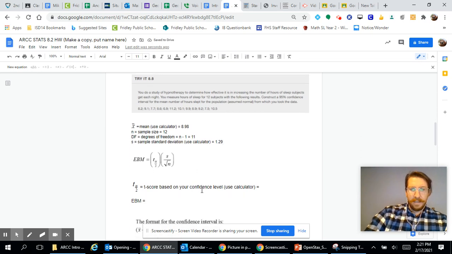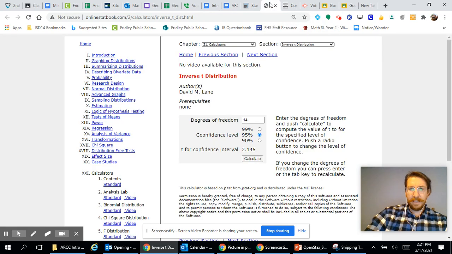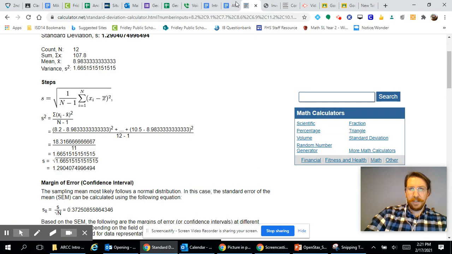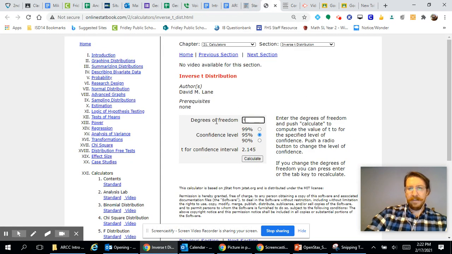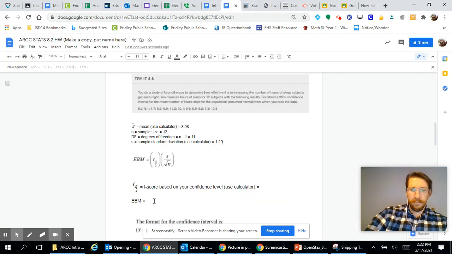Next, we need to find this error bound for the mean. So we need to find our t value. We're looking at a 95% confidence level. So I go to my inverse t distribution. Our sample size here was what, 12? So our degrees of freedom is 11. And we're looking for the 95%, so 2.201. This is going to be 2.201, so 2.2 standard deviations above and below our mean.